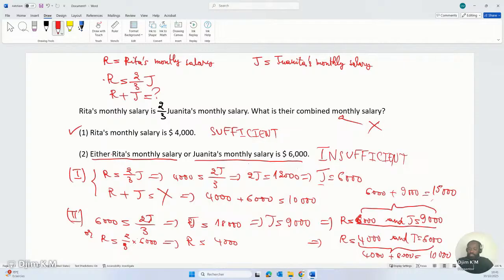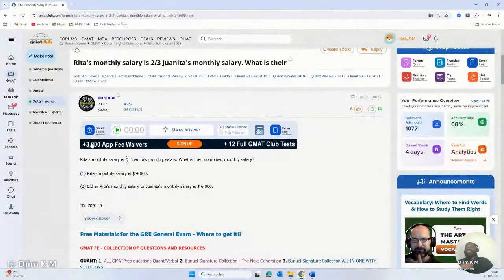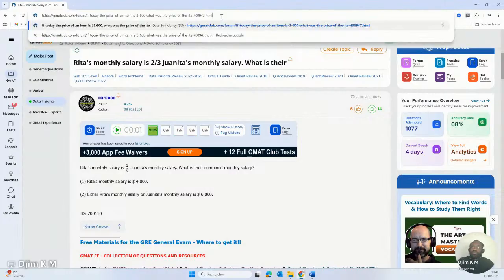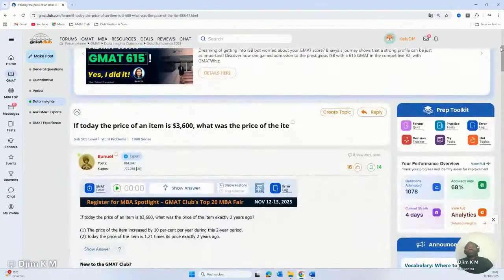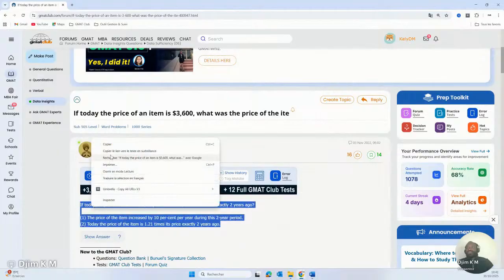So the answer to the question is answer A. So now let's come back to GMAT and check the official answer. So it's answer A, as I said. That's it. Answer A is the correct answer. Let's move on to the next question.